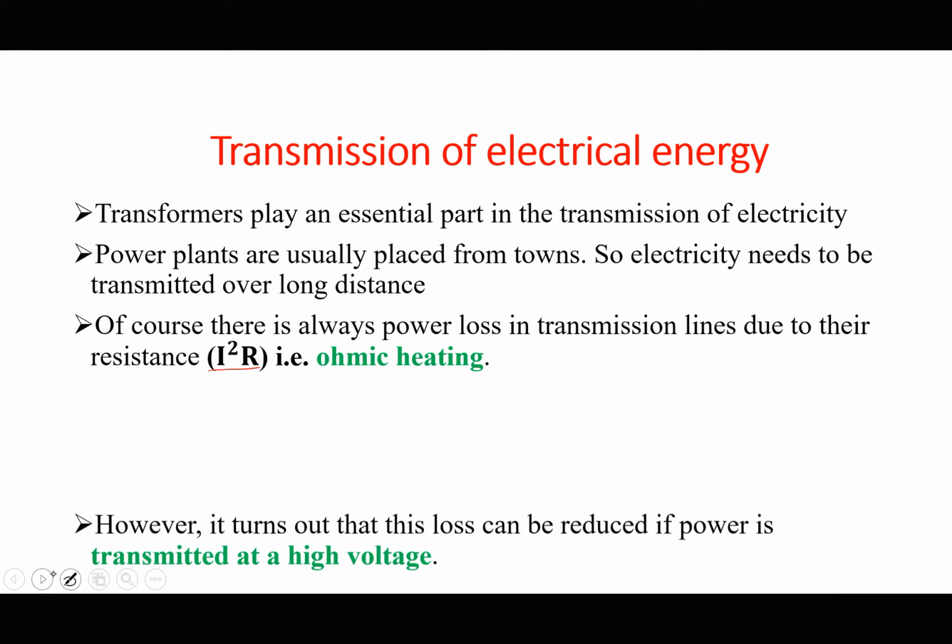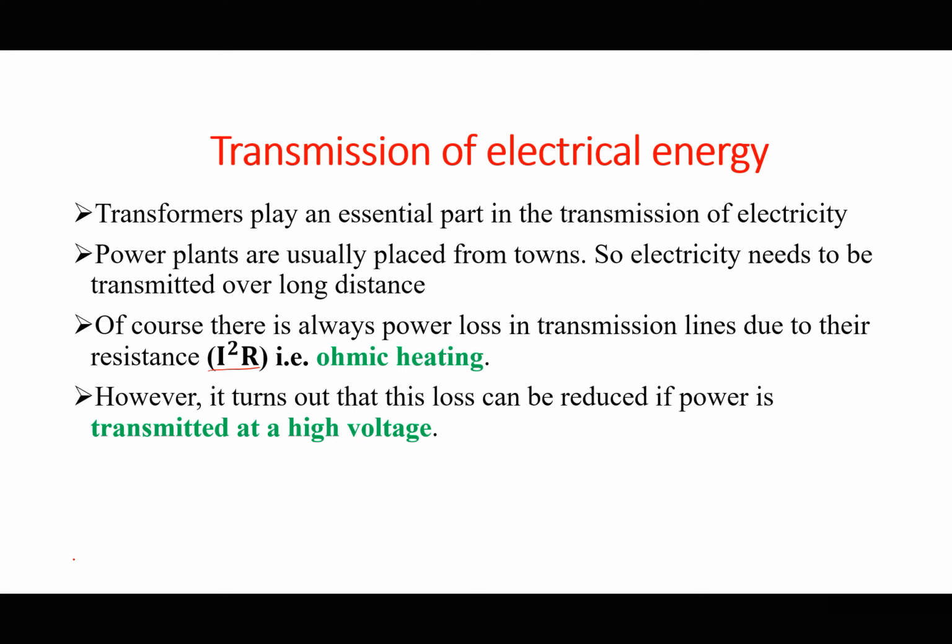However, it turns out that this loss is reduced if the power is transmitted at a high voltage. Instead of transmitting power at low voltage, if we transmit a certain power but at a high voltage, it turns out that the power loss is minimized. How is that possible?